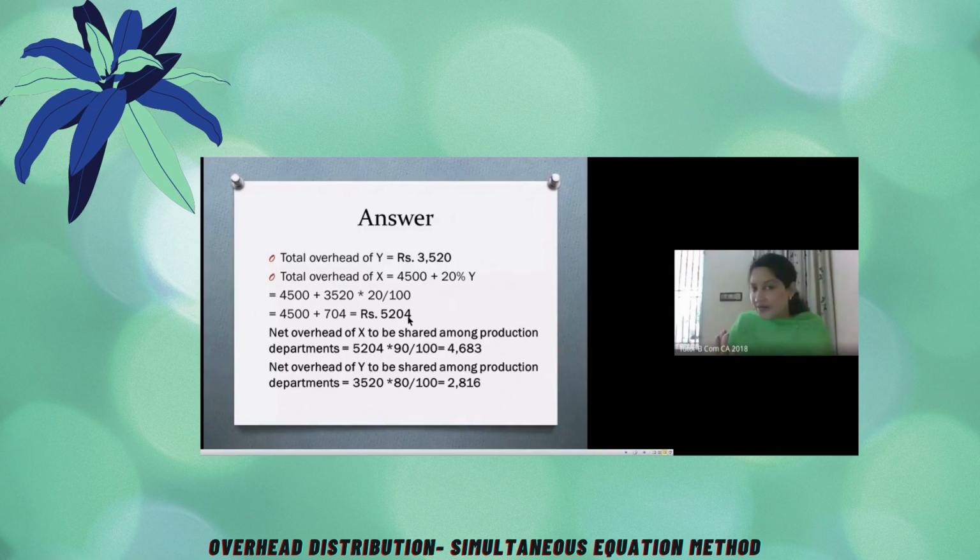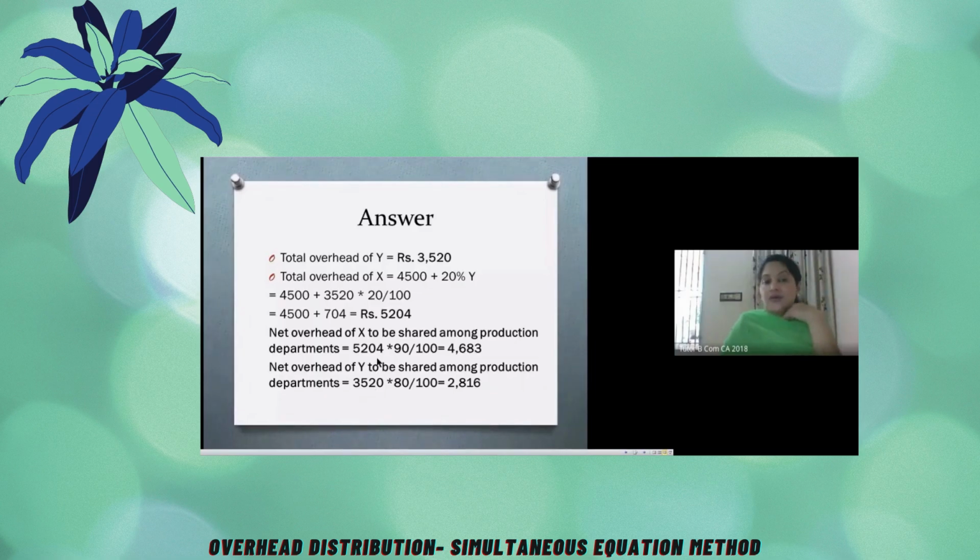Now I got the value of x and y. Now I have to think from this perspective. If 5,204 is the total of x, and if 10% is shared with y, then the remaining 90% is shared with the production departments A, B, and C. And in the second case, if 3,520 is the total of y, and if 20% of that is shared with x, the remaining is 2,840, which should be shared with departments A, B, and C, which are production departments.